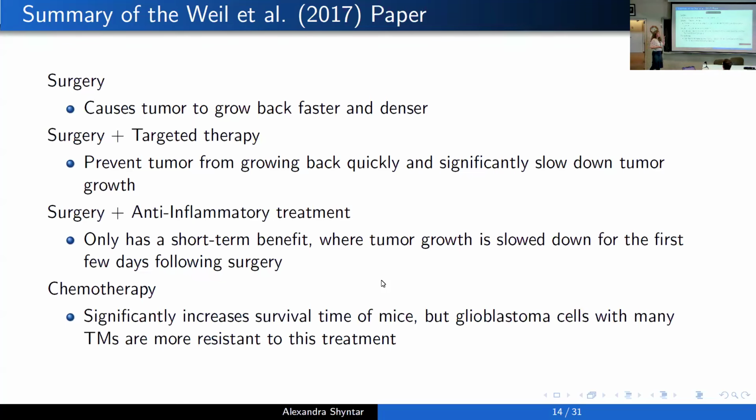So they found that surgery causes the tumor to grow back faster and denser. Surgery plus targeted therapy significantly slows down the tumor growth. Surgery and an anti-inflammatory treatment only provide a short-term benefit. And then chemotherapy, I did not show the picture because they did not do it with surgery, but quickly here, chemotherapy significantly improves the survival time of the mice. And they find that the cells that have more tumor microtubes are more resistant to this type of treatment.